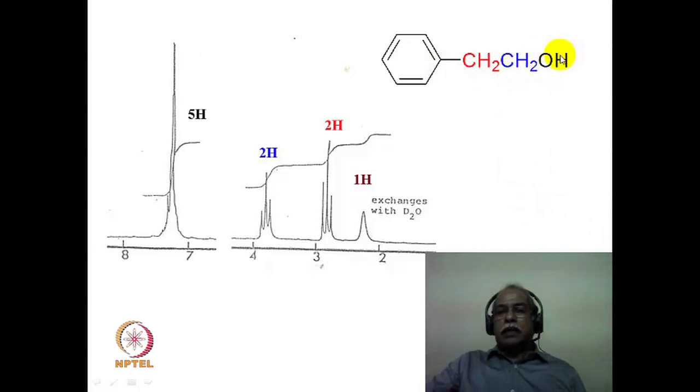This methylene carbon is also attached to an oxygen. That is why its chemical shift value is much higher than the chemical shift value of the benzylic hydrogen. Finally, the OH hydrogen is a D2O exchangeable hydrogen, so it appears as a broad signal around 2.2 ppm. This can again be identified by a deuterium exchange experiment by adding D2O. Upon adding D2O, this particular signal will vanish, indicating that this is an exchangeable hydrogen.